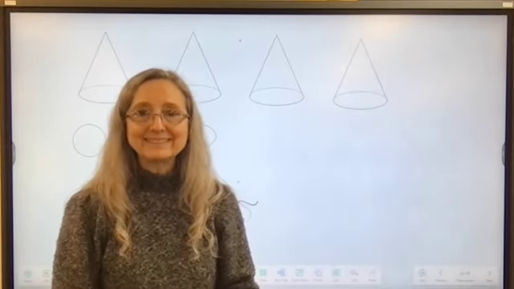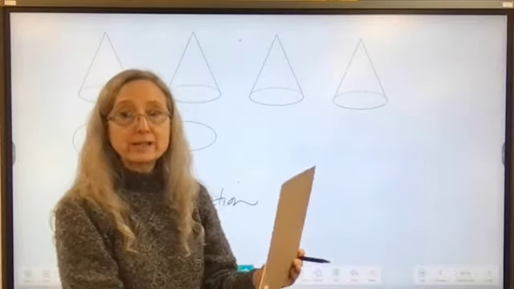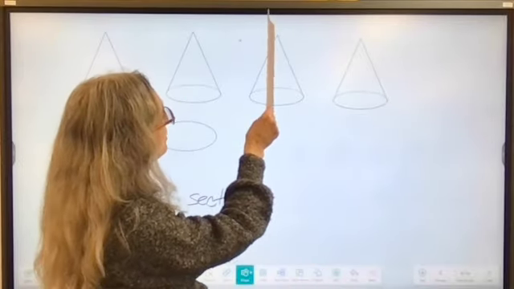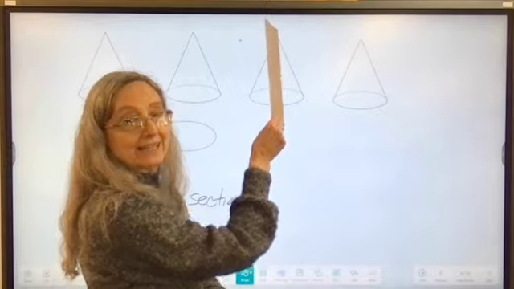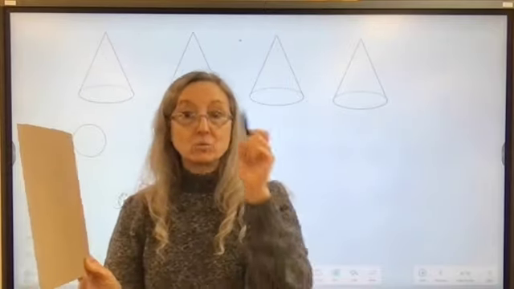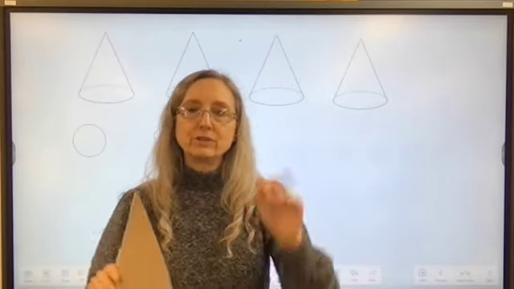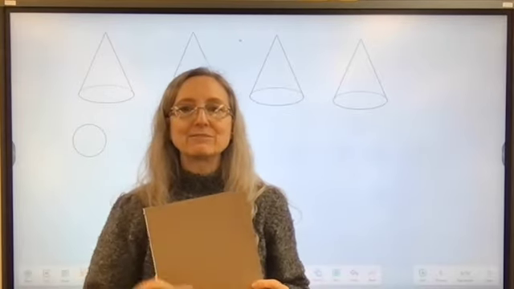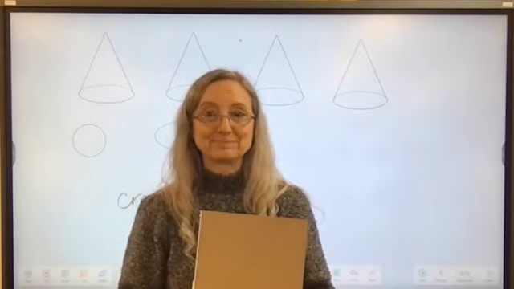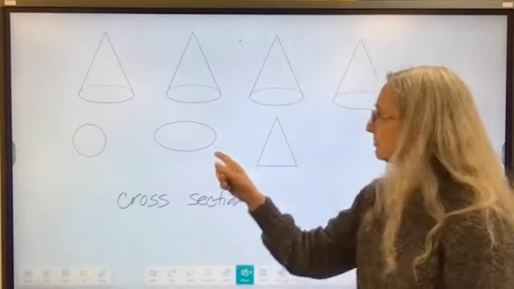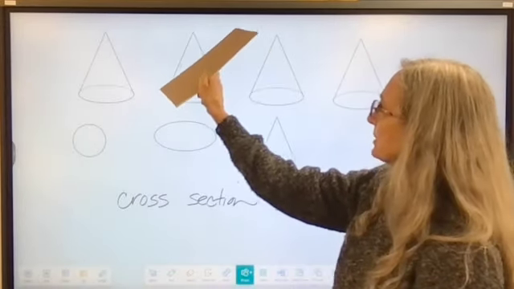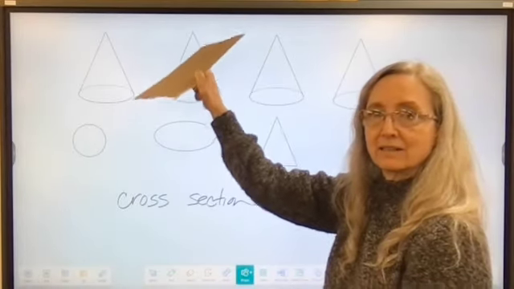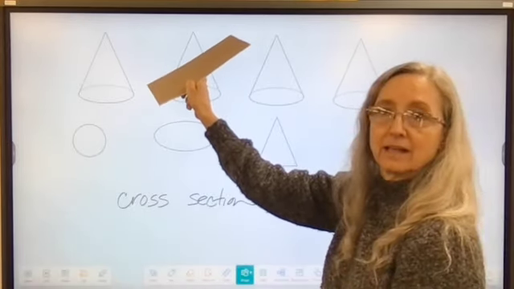If I took a plane and sliced through this cone straight up and down like that, and then turned it to see what shape I would have, hopefully you would see that what I would have is a flat triangle. And if I did something similar to what I did with the ellipse, I went through the cone like this, at an angle.